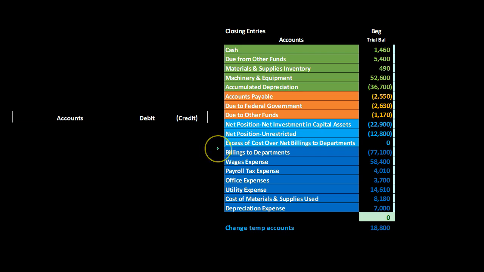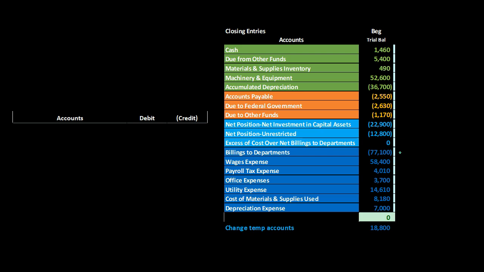Instead of using the income summary as the clearing account, we're going to use this excess of cost over net billings. That just means that we're going to close everything out into it, and then we're going to close it out, and then put the balance where we want it to go, which is going to be the net position balance. To do that, we're going to take each of these numbers and build our journal entry to do whatever we need to make these go down to zero.